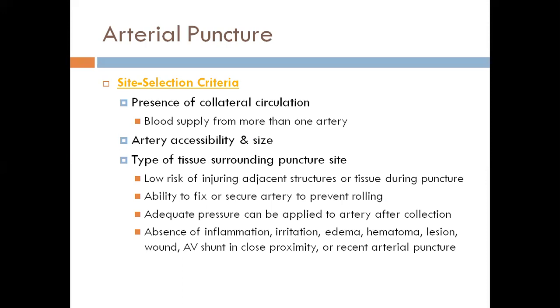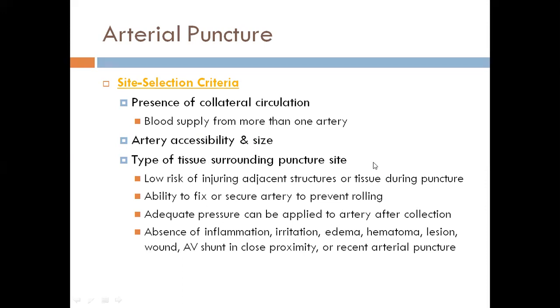Next site selection criteria is the type of tissue surrounding the puncture site. Okay? There should be low risk of injuring adjacent structures or tissue during the puncture. Okay? The ability to fix or secure the artery to prevent rolling. And then if adequate pressure can be applied to the artery after collection. Okay? So those are the 3 site selection criteria that we must consider when it comes to the type of tissue surrounding the puncture site.